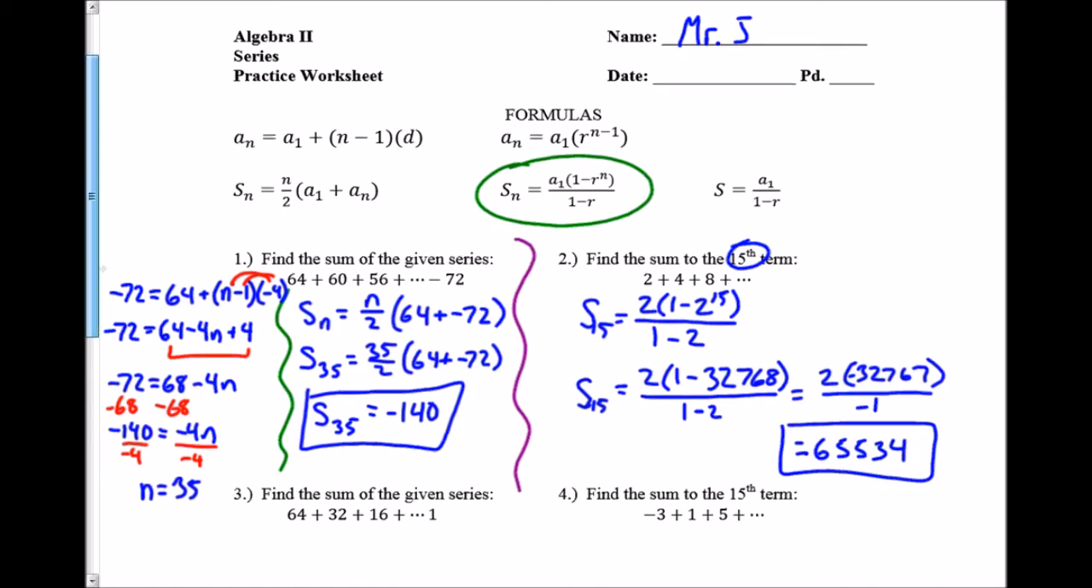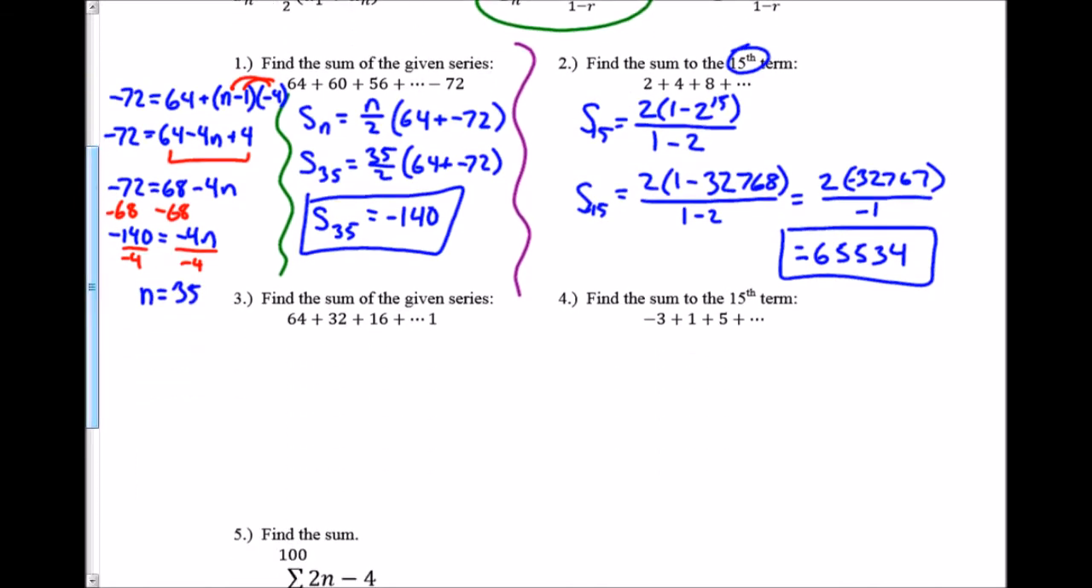If I take a look at the next one, again, I'm just identifying what kind of series this is. This one is geometric. I'm multiplying by 1/2 each time. So I use my geometric sum formula. That's S sub n equals a sub 1, which is the 64, times 1 minus r, which is 1/2 this time, raised to the n. Except this time I don't know what n equals.